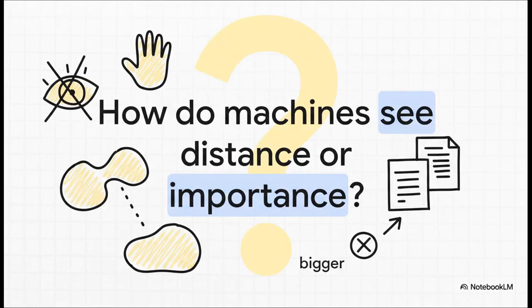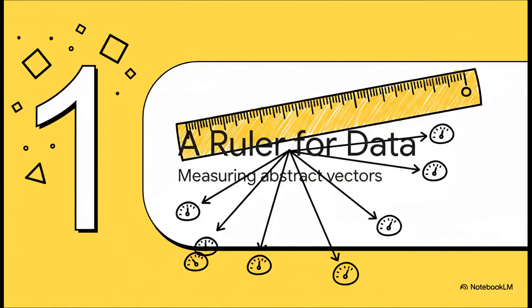I mean, really think about it. An AI doesn't have eyes, right? Or hands. It can't just feel if two things are close or if one feature is bigger than another. So how in the world does it measure these abstract ideas? Things like how similar two documents are or how big of an error it just made in a prediction. That's the core question we're going to tackle. And the solution? It's actually super elegant.